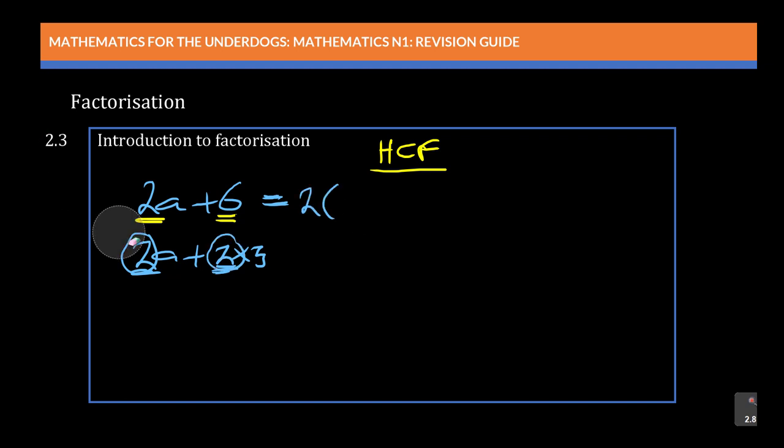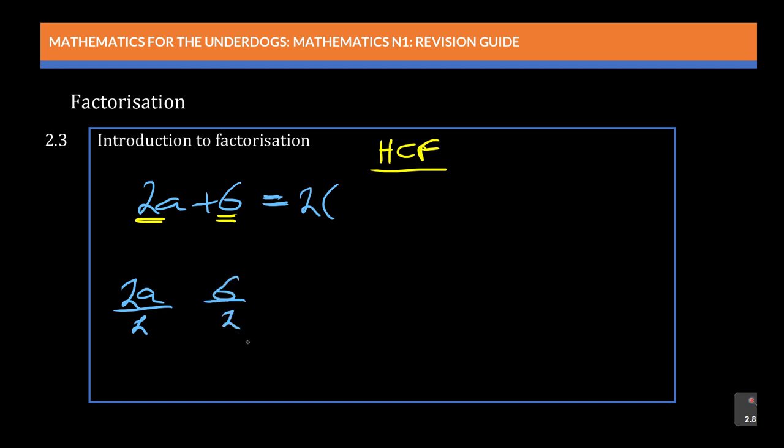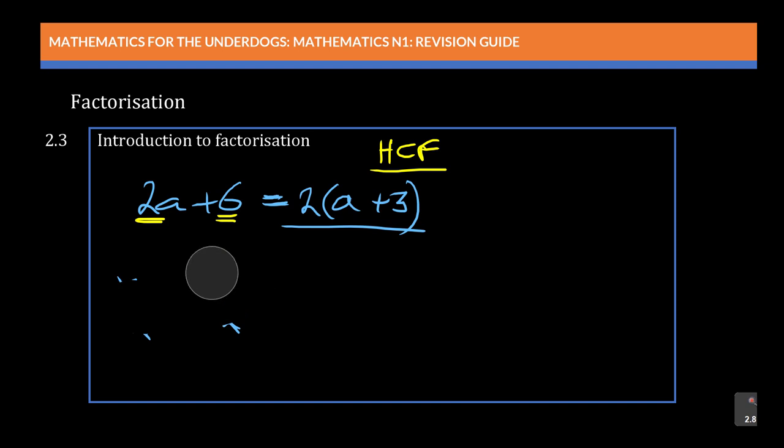So now when I'm finding that 2 is common, what am I doing actually? I'm dividing 2a divided by 2. I'm dividing 6 divided by my common factor. So the 2 will cancel to remain with a. The 2 will cancel into 6 to remain with, there's a plus sign, plus 3. I have managed to factorize. So basically, that is that when you're talking about factorizing. Take out what is common. Are you with me?